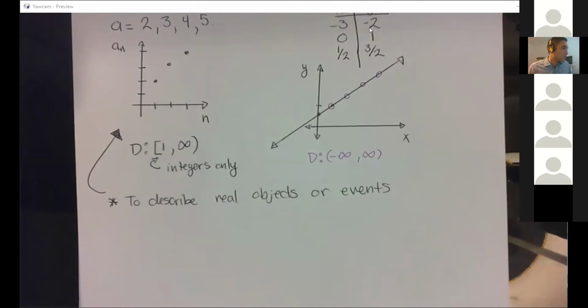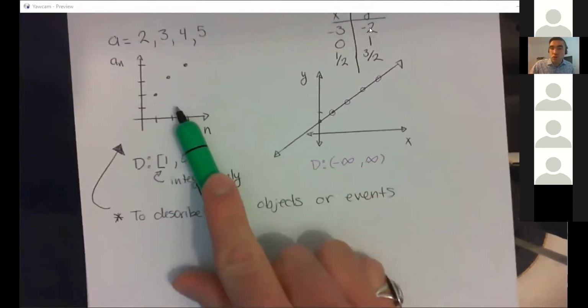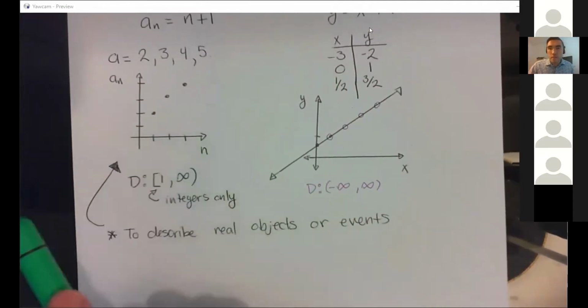Is this okay? So, Mr. Robinson, for the sequence, it's not even a line. It's just given points on an axis. Correct. If you were to connect these dots with some sort of line, it would cease to be a sequence. You would have made a mistake. Yeah. Okay.